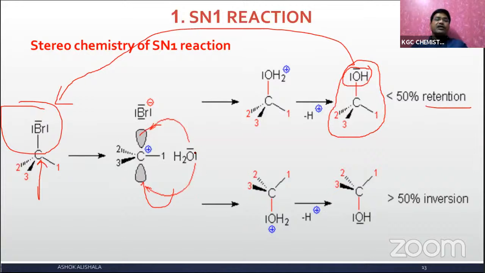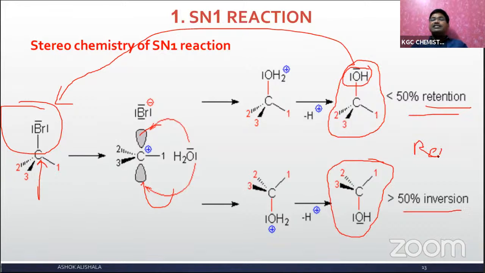Whereas when the nucleophile attacks opposite to the leaving group, then you will get this one, and this is the alcohol. This is called inversion of the configuration. Therefore, there are two possibilities, with equal chances. That's why you will get 50% retention and 50% inversion. That's why in the case of an SN1 reaction, racemization takes place.